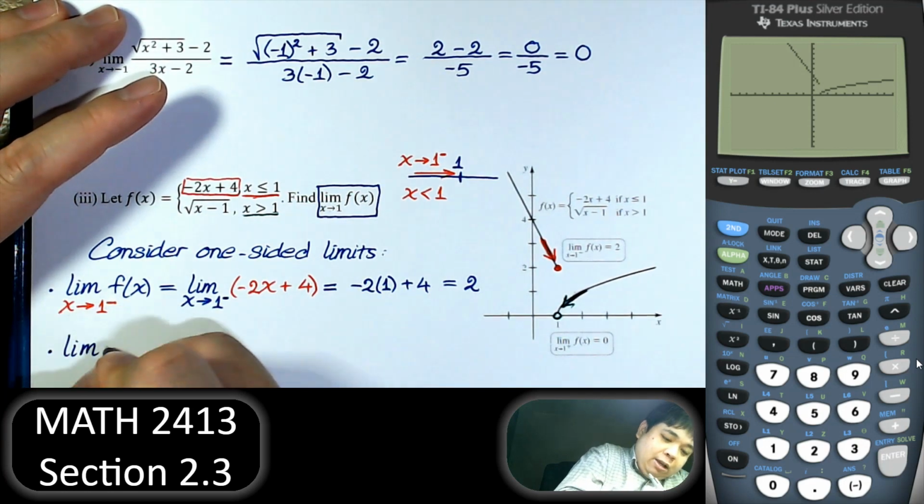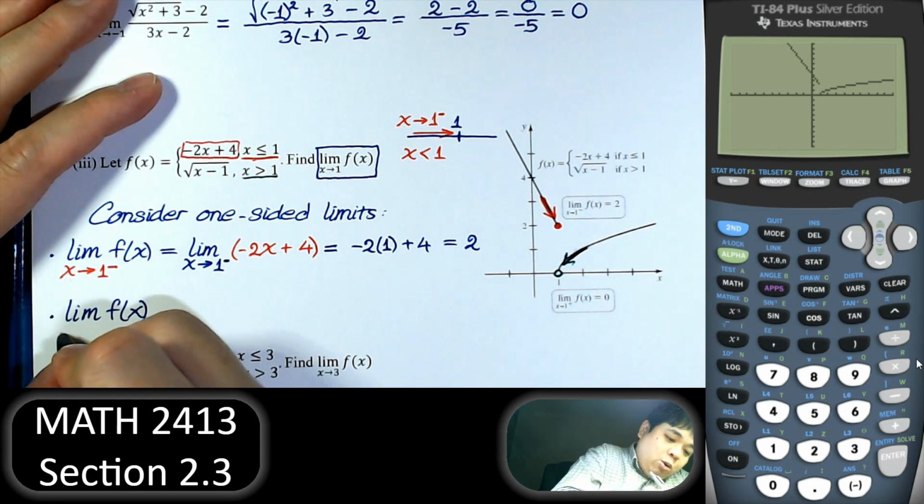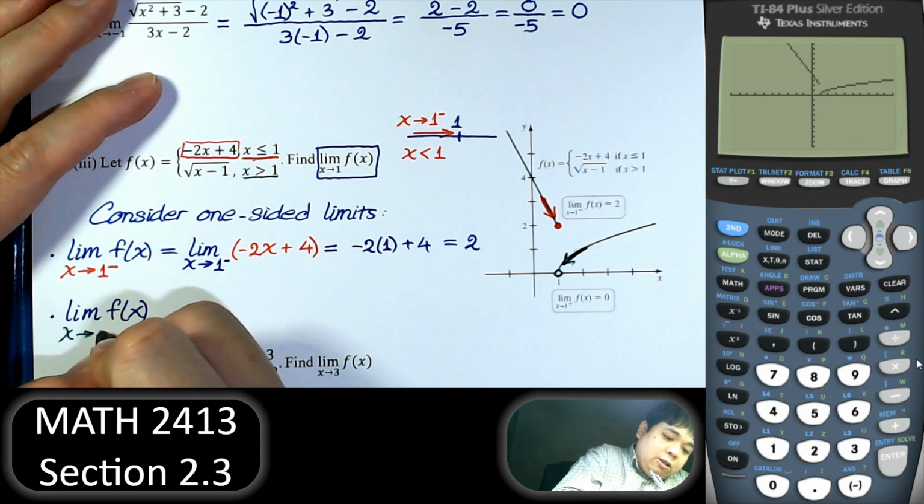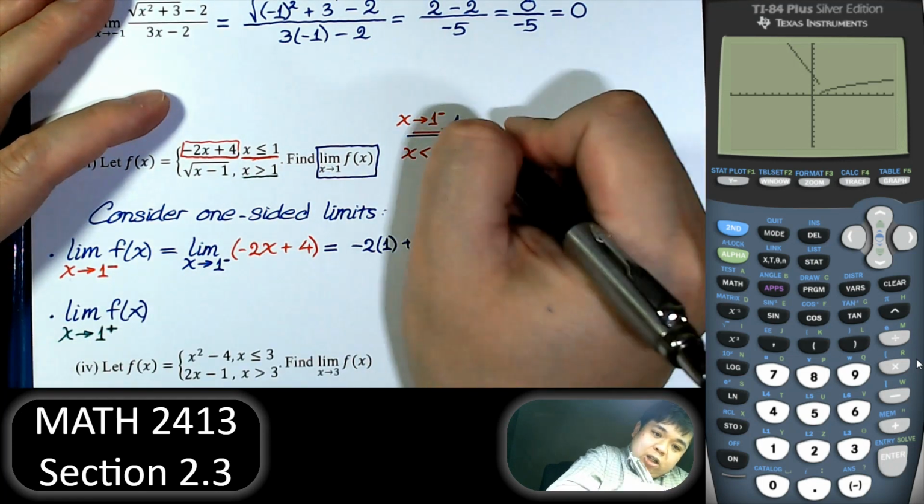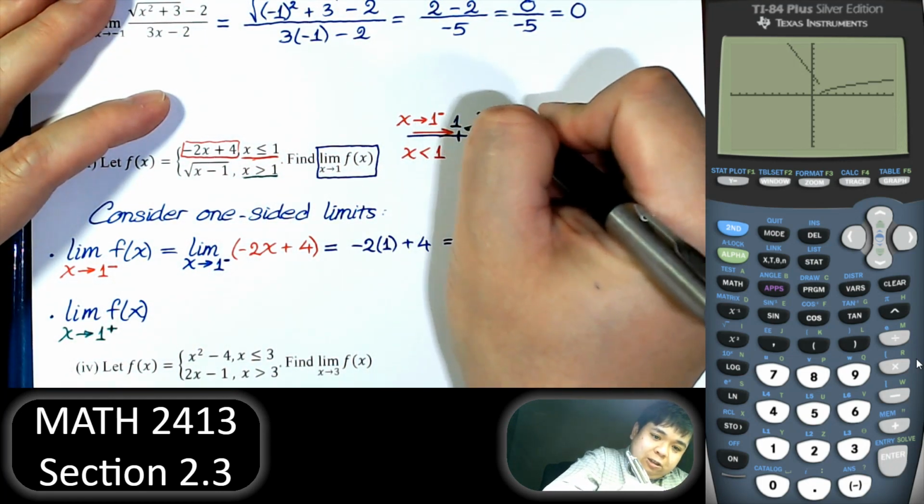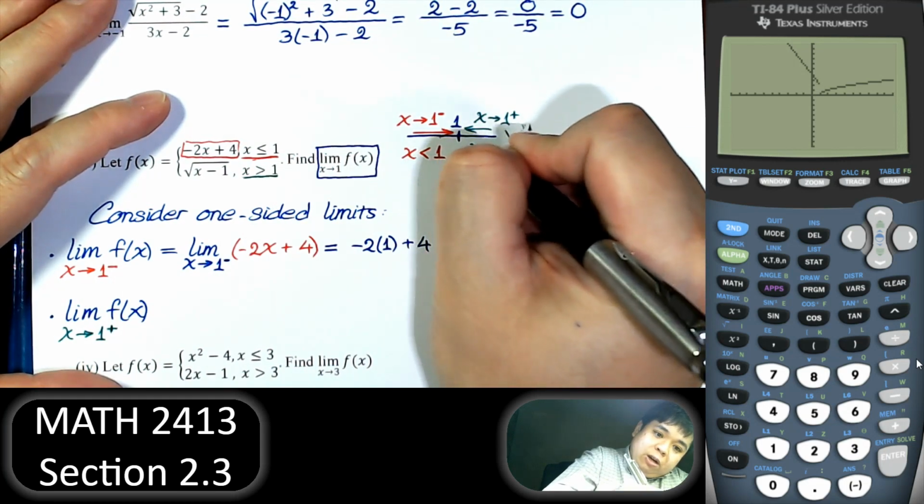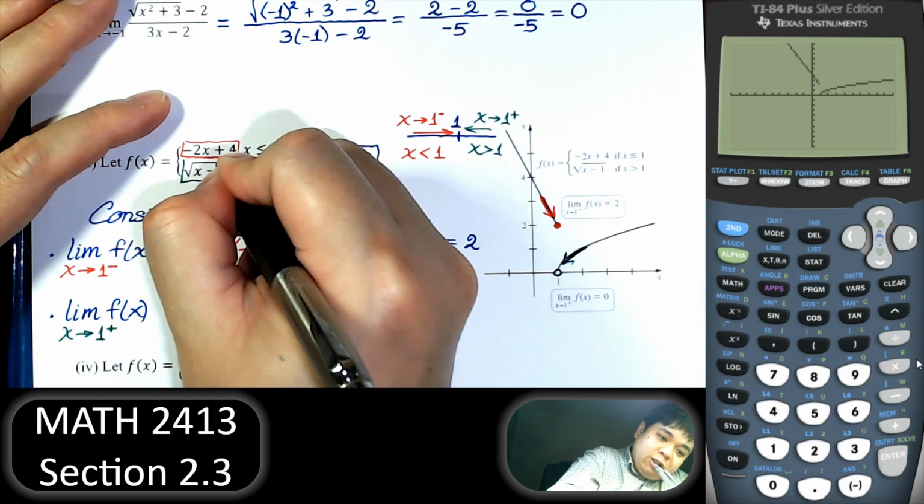Now, when trying to find the limit when x goes to 1 on the right hand side, so when it goes from the right hand side, it's going to be greater than 1, and when it's greater than 1, we use this part of the function.